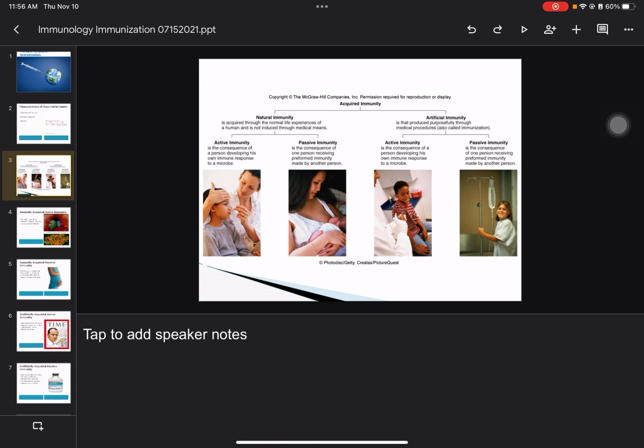We can also acquire immunity artificially. Here's a young gentleman getting a vaccination. The immune system doesn't know if it's an infectious agent or just a piece of it. It reacts to that non-self entity and develops immunity to it. So even if you acquire a vaccination and an immunization, it's long term. That doesn't mean you're not going to get sick. It just means if you get sick, it's less severe and shortened in the amount of time that you're going to have to deal with that infectious agent. Okay?